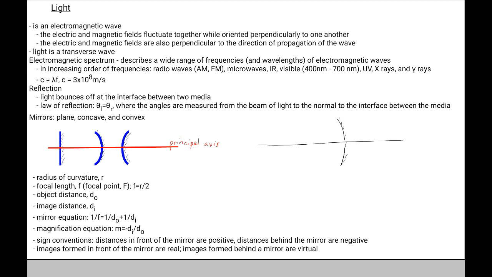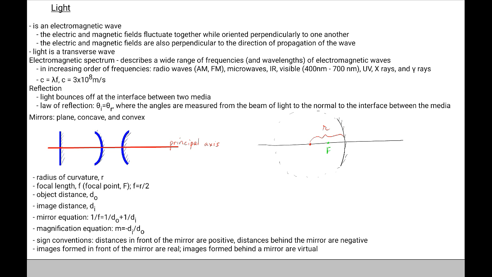And the things that I defined are radius of curvature. So, of course, this concave mirror is part of a circle, a circular surface. So that will have a radius. So then, right in between the center of the curvature and the place where the principal axis intersects the mirror, so halfway between these two points, there is another point called the focal point.